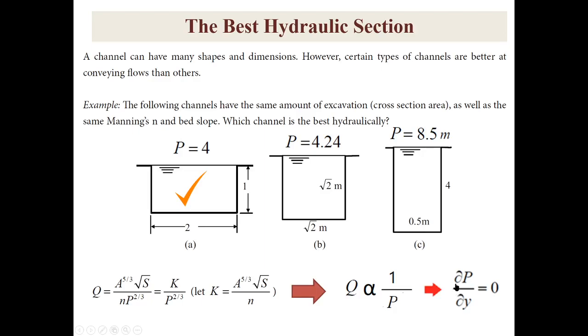Or we can say that to have the most economic or the best hydraulic cross section, differentiation of P with respect to y should be 0, or del P over del y equals 0. Here you see that this expression says that wetted perimeter varies with y. In this cross section, wetted perimeter significantly varies with y, but the variation of wetted perimeter here with y is the minimum one. Therefore, this is the best cross section.